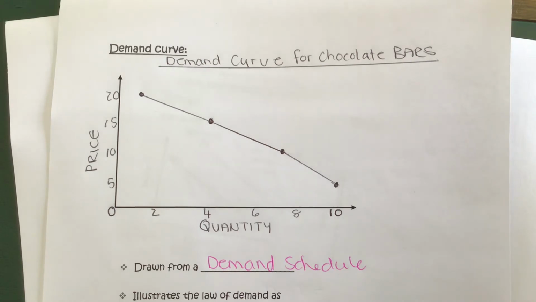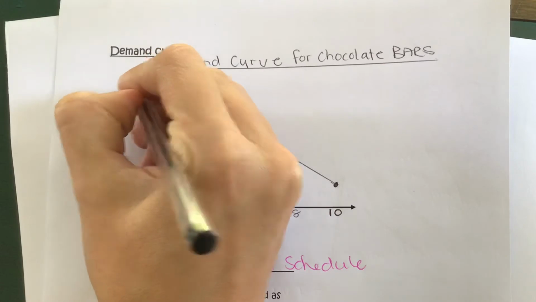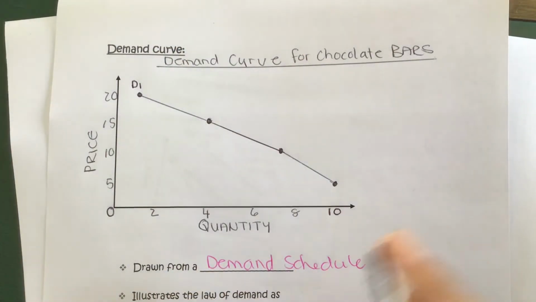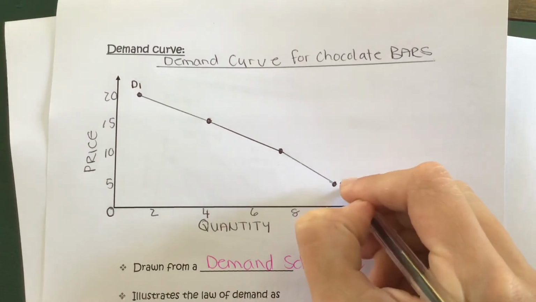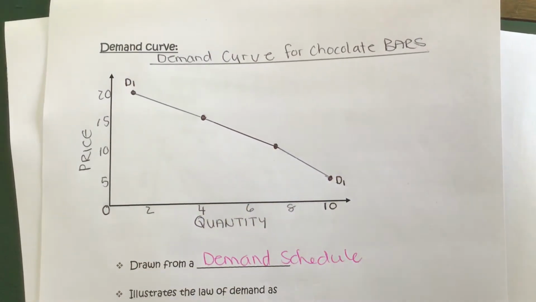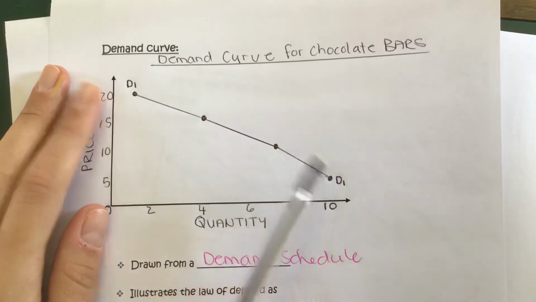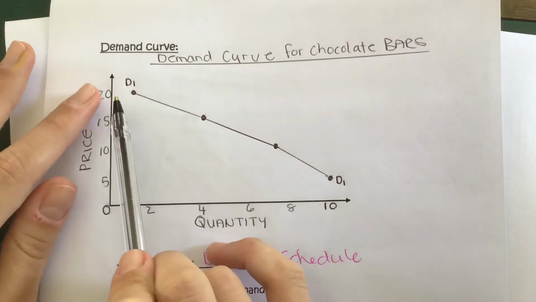Now what we have to do is label it. Because it's a demand curve, we label it D, and it's the first graph that we've drawn, D1, and we also need to label it at the bottom as D1. Okay, so can you see this demand curve is going in the downwards direction? And let's see what that means. What does this represent? Look what's happening.